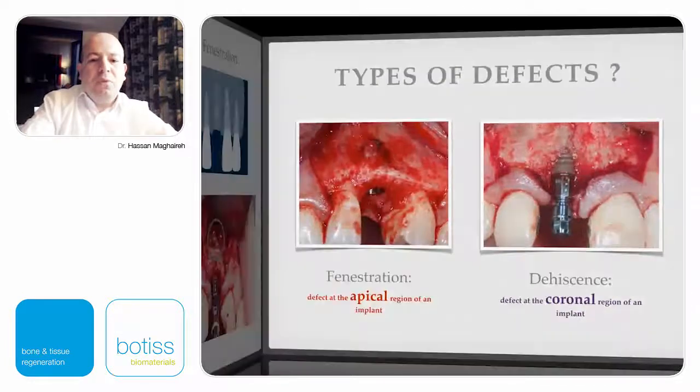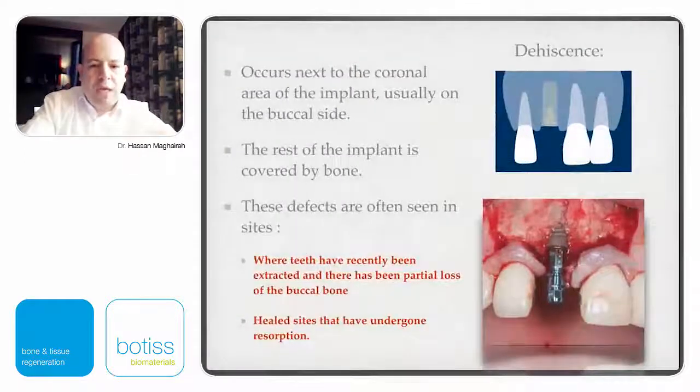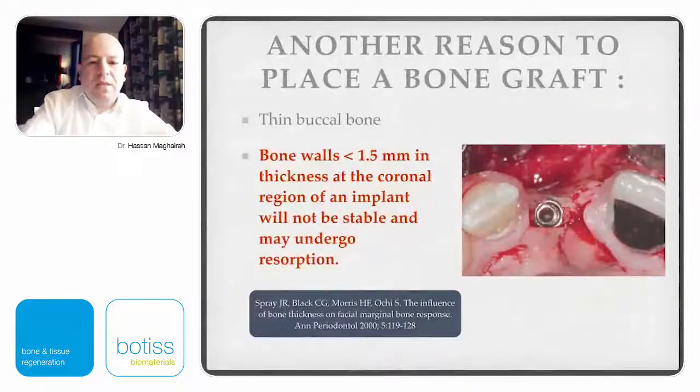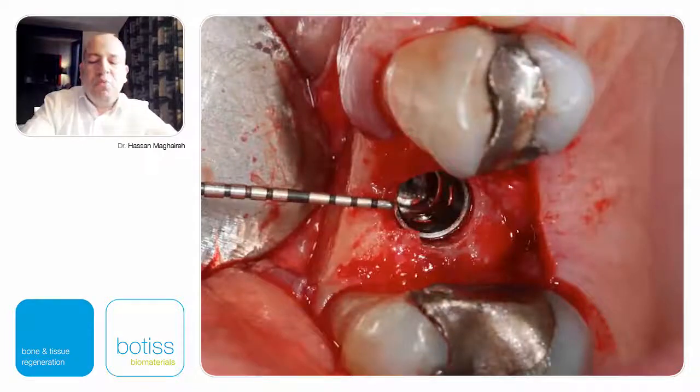So when we talk about types of defects, we know the difference between fenestration and dehiscence. Dehiscence is when you have a defect at the coronal part, while fenestration is something at the middle or the apical part. This is the difference, and we need to focus on the fact that sometimes you will not have exposed threads, but because you have less than 1.5 millimeter, you still need to go for guided bone regeneration. So whether you have a dehiscence or fenestration or labial plate less than 1.5 millimeter, definitely guided bone regeneration will be needed in the anterior region.